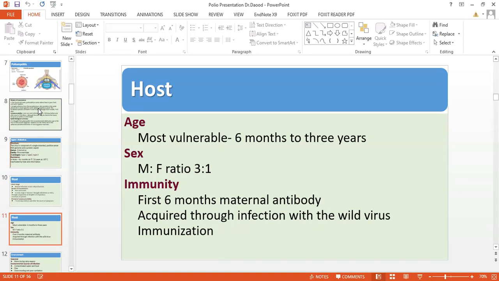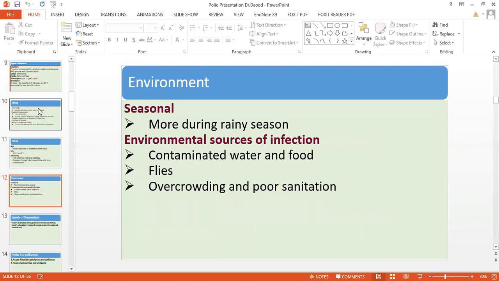For immunity, the first 3 months are protected by maternal antibodies, and immunity is also acquired through infection with the wild polio virus or through immunization. It is seasonal, more usually during the rainy season, and contaminated water, food, flies, overcrowding, and poor sanitation are the environmental sources of infection.